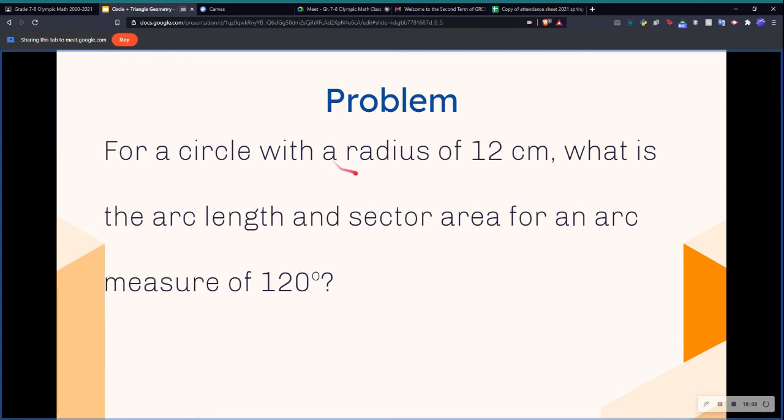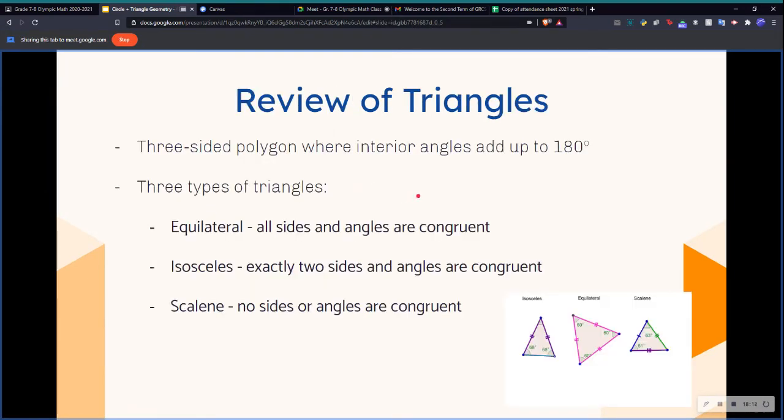Okay, let's go back to the slideshow, and let's look at triangles. So we focused on circles, now let's go to triangles. Let's review what triangles actually are. Hopefully you all know what a triangle is, but we're just going to review what it is.